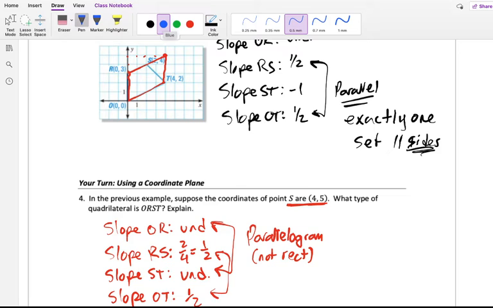And now we just have to show that it's not a rhombus by checking the distances. So I'm going to find the length of OR, and I'm literally just going to count. So it's 1, 2, 3. Literally just counted how many spaces it is.